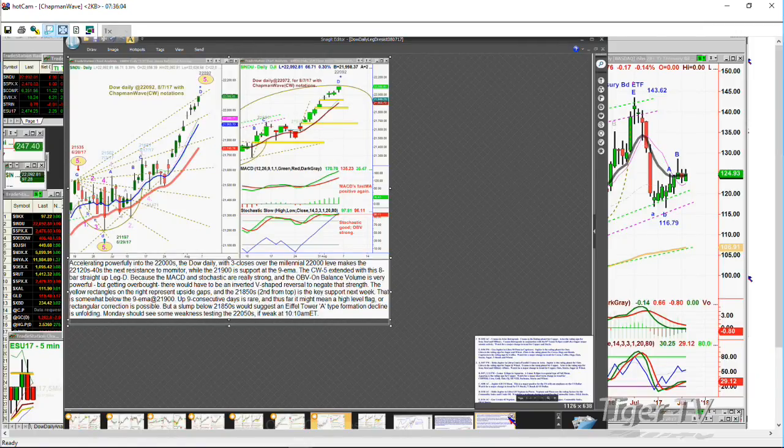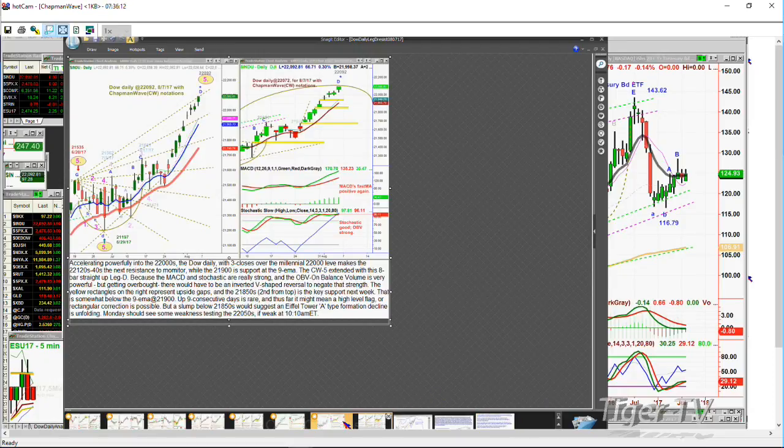We've seen one day like that, then it bounces back. I think we're getting close to some kind of a rotational correction very soon, and we'll see how that unfolds.